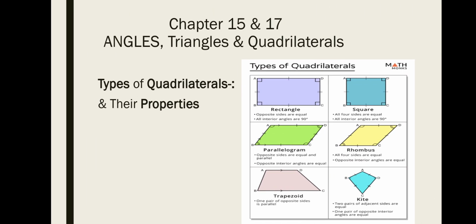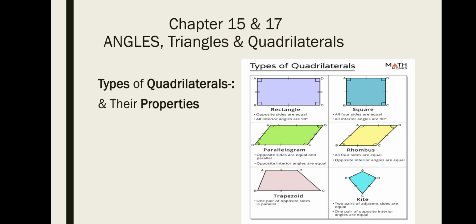Types of quadrilaterals and their properties. Now, in the first picture, you can see the rectangle. Opposite sides are equal and all interior angles are 90 degrees. Then square. All sides are equal and all interior angles are 90 degrees.